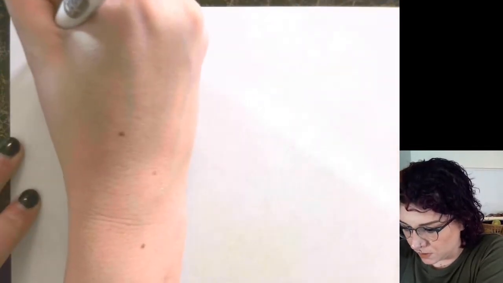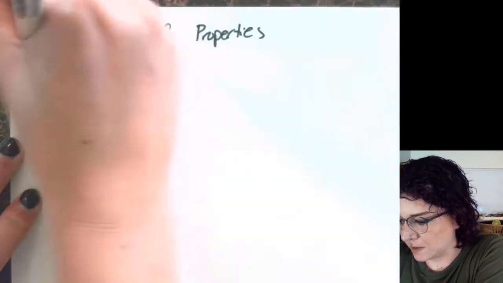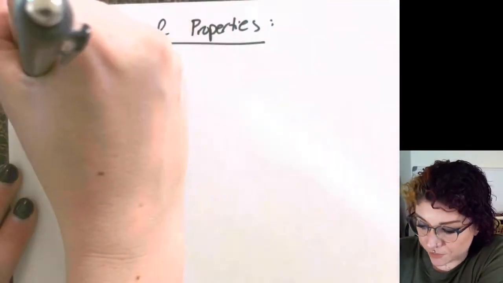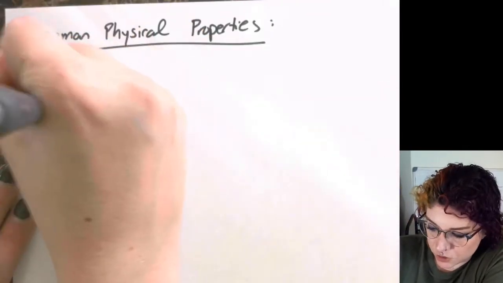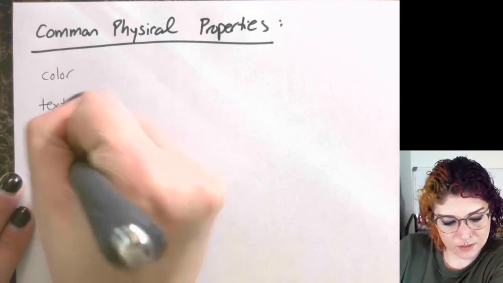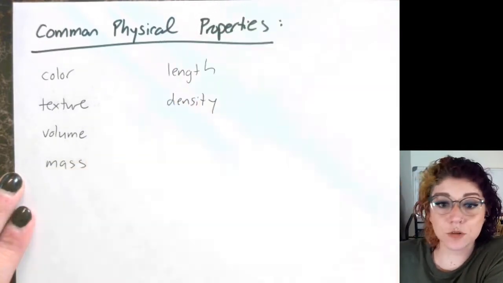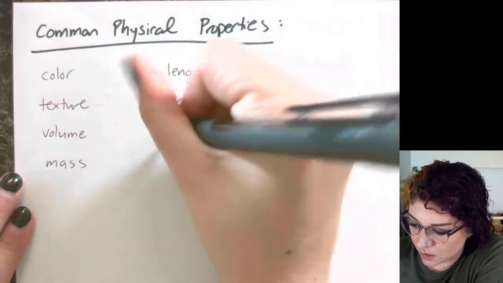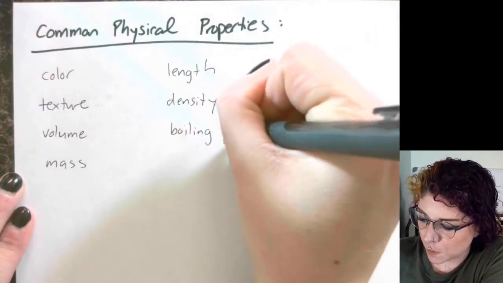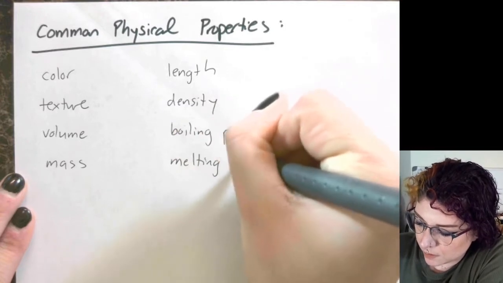I'm going to give you a list of common physical properties that we think about in chemistry. So, common physical properties. That includes stuff like color, or texture, volume, and mass, the length of the object, the density, which we will get more into later on what density is and how to measure it. Also, things like the boiling point, like when water evaporates, turns to steam, or the melting point. So think of an ice cube melting here.